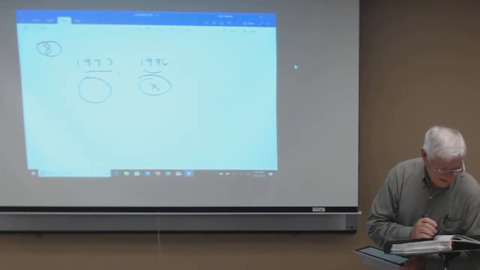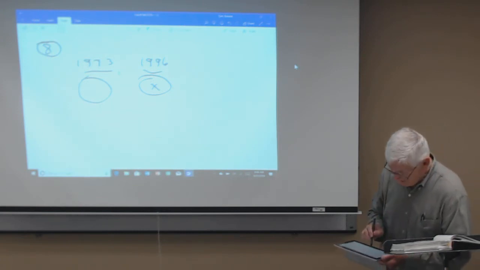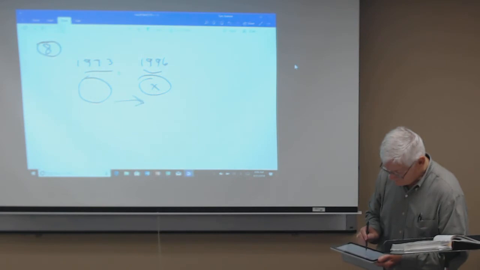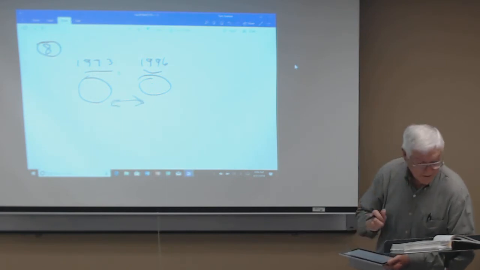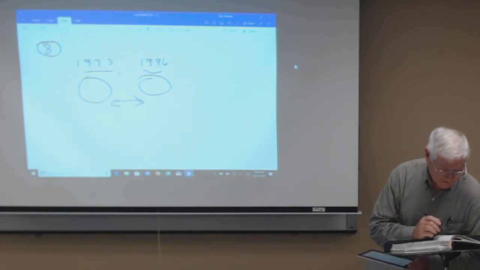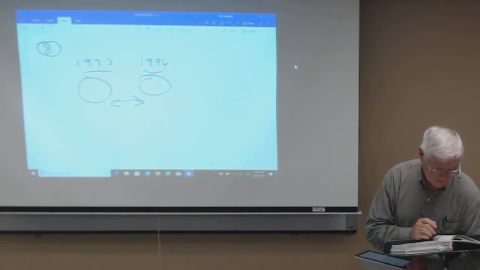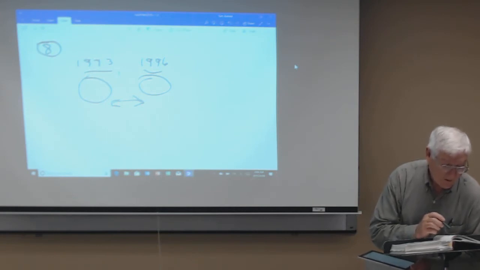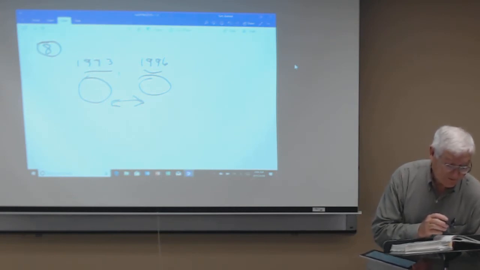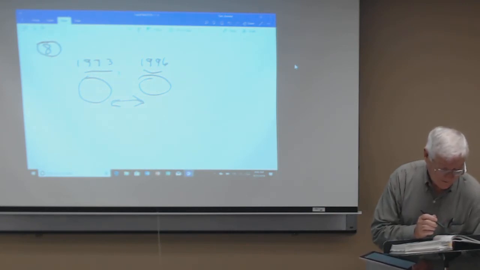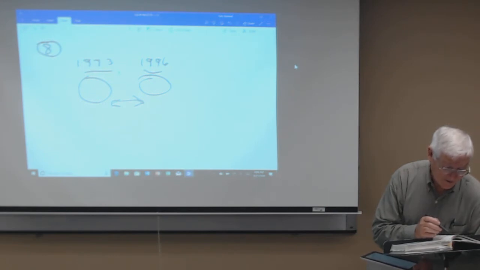Well, 8C: which type of death decreased the most between 73 and 96? Now I'm comparing these two, and I'm saying, which decreased? Heart disease. Yeah, heart disease went from 38 to 31. Cancer went from 17 to 23. It went up, didn't it?